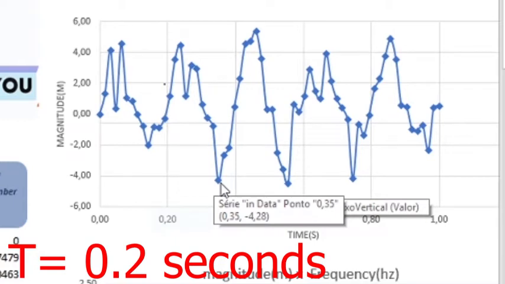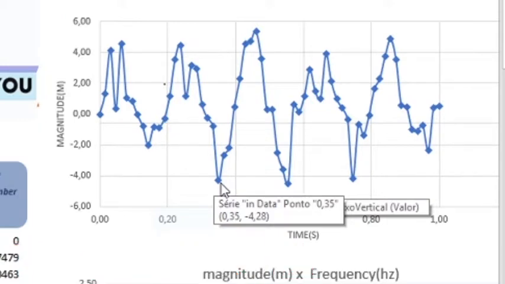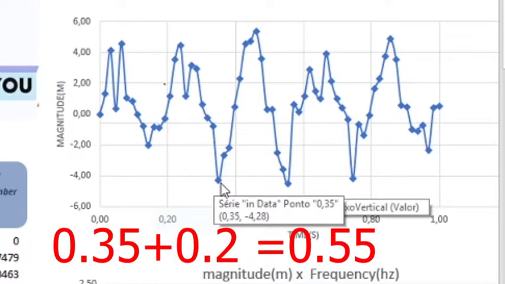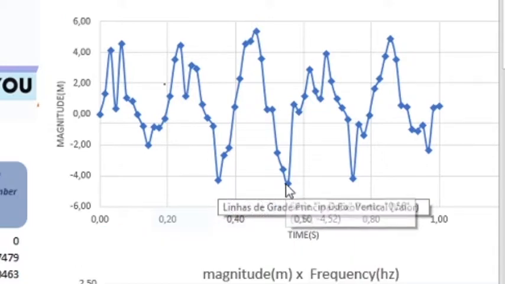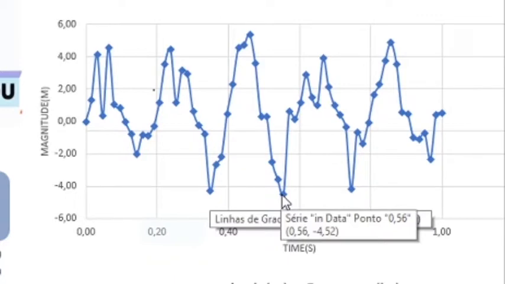So you have here 0.3. The next lower point you must be 0.55. Voila, 0.56. And this is what you want.